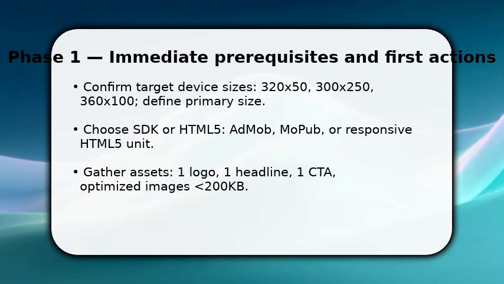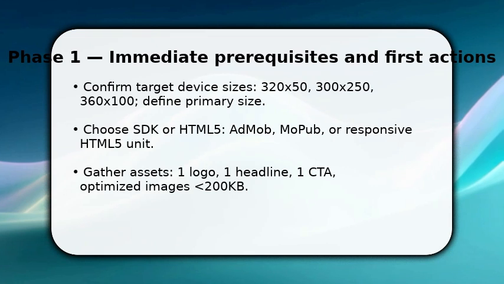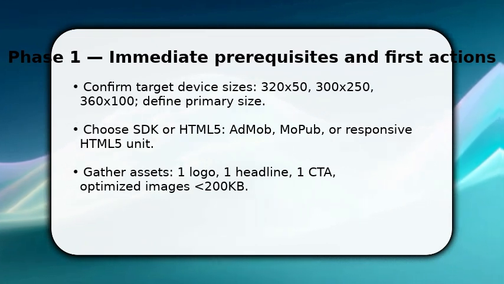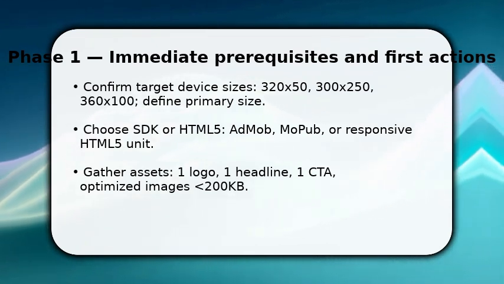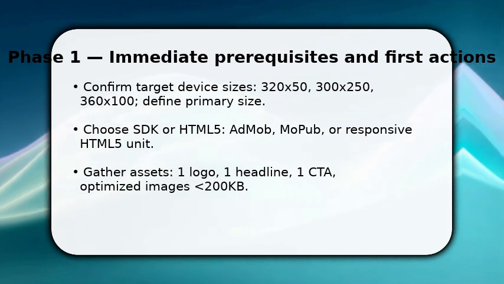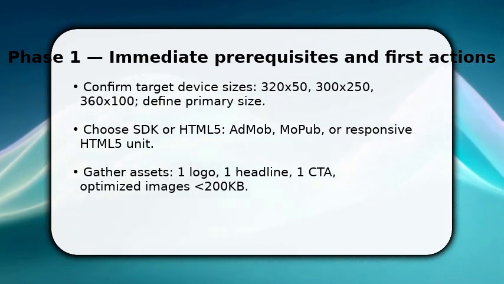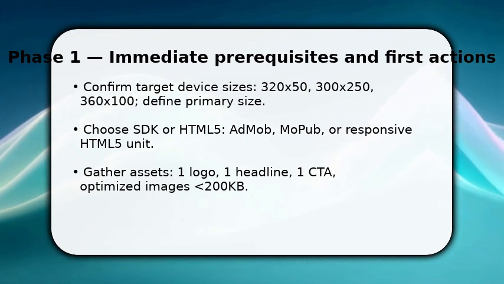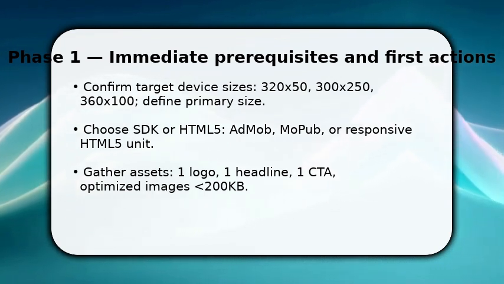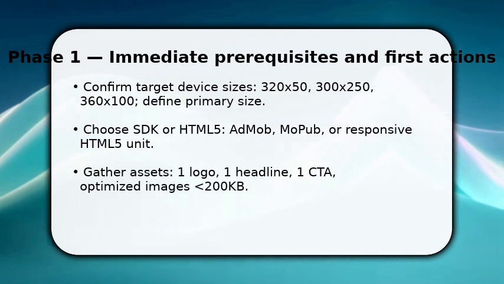Enjoy the video. You start by locking down prerequisites and the first actionable steps. First, pick your primary banner size, mobile 320x50 or 300x250, because layout decisions follow that choice. Then choose implementation, native SDK like AdMob or plain responsive HTML5, which affects animation and tracking.